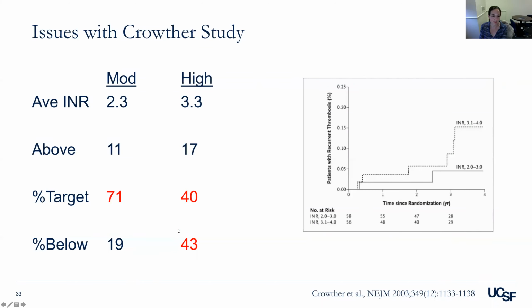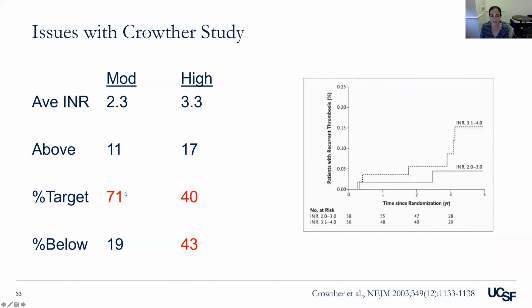So you can see what this slide is showing is that in the moderate intensity group here, the patients were at their INR target of 2 to 3, 71% of the time, and below that 19% of the time. That's compared with the high intensity group where they were in that high intensity target range of 3 to 4 only 40% of the time, and were below the target 43% of the time.